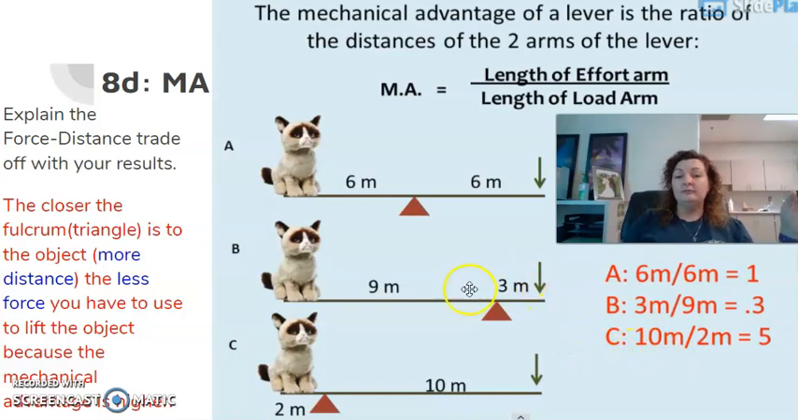Okay. Notice B, having the fulcrum really, really close to your effort arm where you're actually pushing down makes it harder than if you were just trying to do this without a lever in the first place. Okay. And that's all stated here. The closer the fulcrum triangle, right, this little triangle, is to the object, the more distance and the less force you have to use to lift the object, because the mechanical advantage is higher.